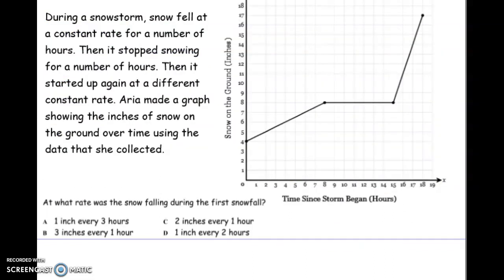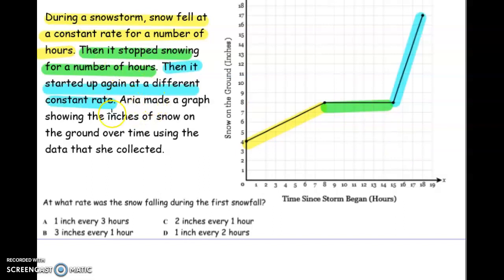All right, here's another example. Same thing, I'm going to highlight each section here. During a snowstorm, snow fell at a constant rate for a number of hours. Then it stopped snowing for a number of hours. Then it started up again at a different constant rate. Aria made a graph showing the inches of snow on the ground over time using the data that she collected. So you see here, snowed, stopped, and then kept snowing.